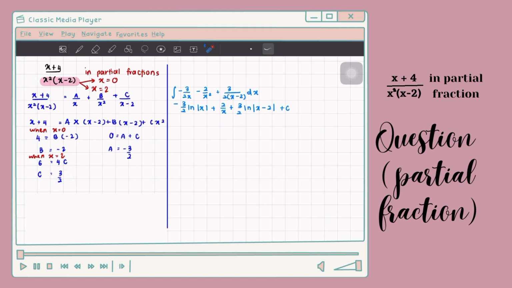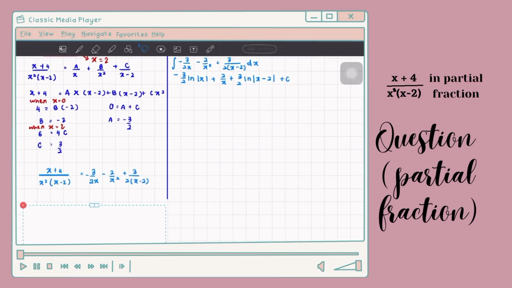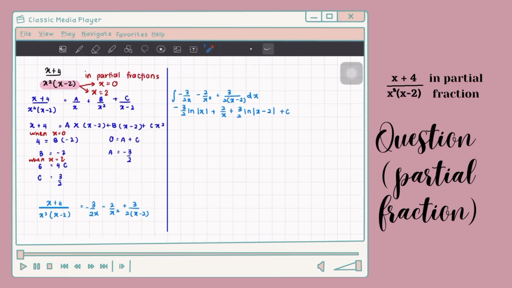And the last one is compare the x square coefficient, which is this and this is equal to 0 like this. So substitute c. So just move it and you will get a is equal to negative 3 over 2. Now just substitute back the value of a and b and c. So you will get the final substitution, the value a and b and c. So next you have to integrate as usual.